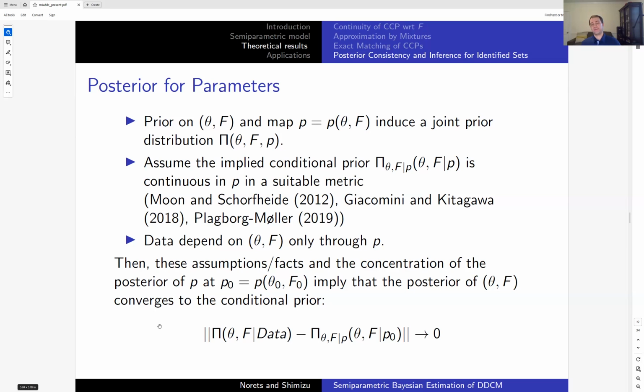your posterior for p clearly converges to p naught, implied for example by the Schwarz posterior consistency theorem that we just saw. And then your posterior on theta and f should naturally be converging to this conditional prior, conditional on the true value p naught. So basically, that's how the posterior should spread the weight on the identified set.